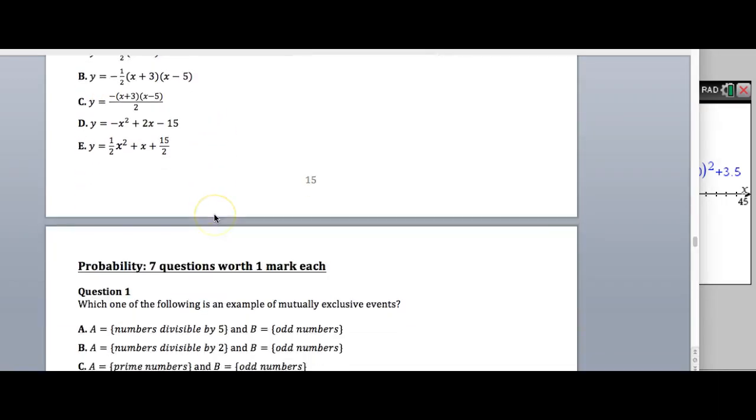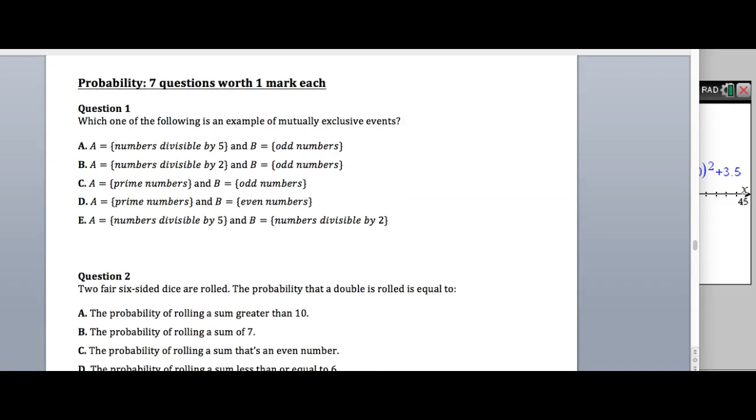Okay, let's move on. Okay, probability. Which one of the following is an example of mutually exclusive events? So remember, mutually exclusive events have nothing in common. Okay, so numbers divisible by 5 and odd numbers. So when you think about divisible by 5, just think of your multiples, 5, 10, 15, 20, 25. Obviously there are odd numbers, so they're not mutually exclusive. Numbers divisible by 2 and odd numbers, so 2, 4, 6, 8, they're all even, so it can't be B. Sorry, it has to be B because they're mutually exclusive.